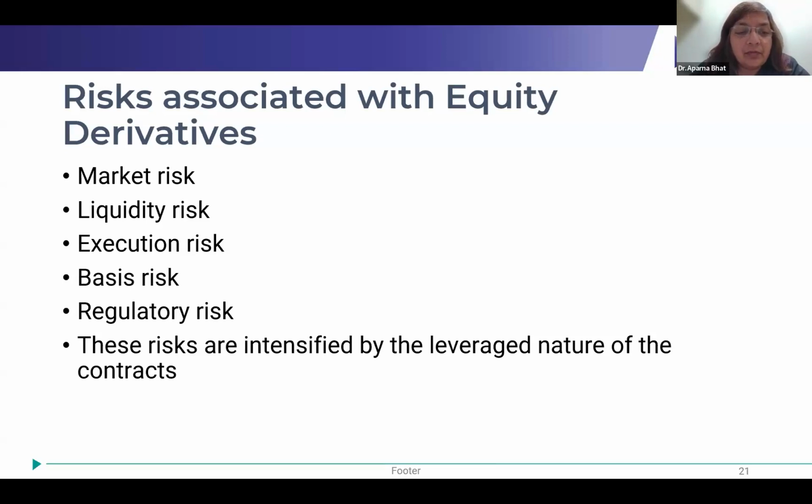So execution risk is that you are not able to execute your orders in time. Okay, basis risk, we will not go into that. That is something connected with the futures, with hedging and everything. Regulatory risk is the risk that regulations change. Government announces some sudden change in the regulations because of which you end up with a loss. So all these risks are intensified because of the leverage nature of the derivative contracts. Okay. So these are all the risks.